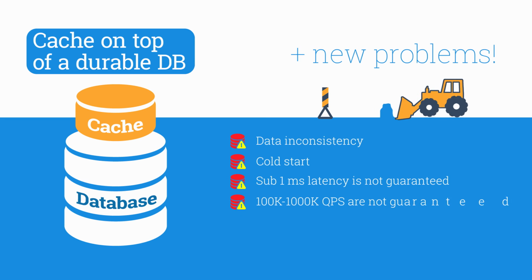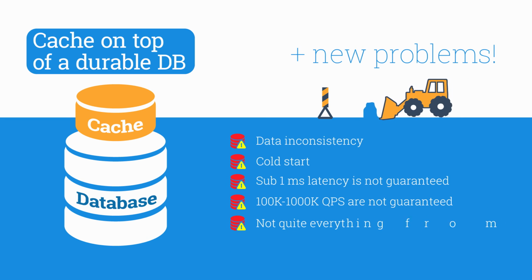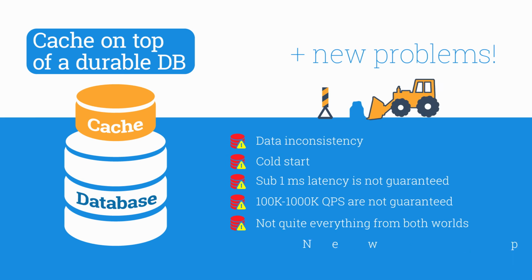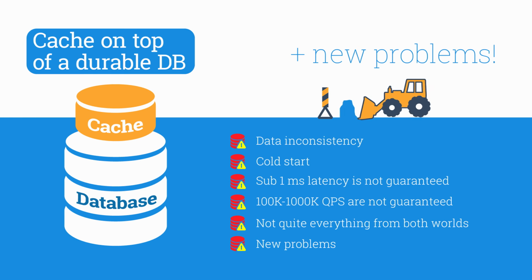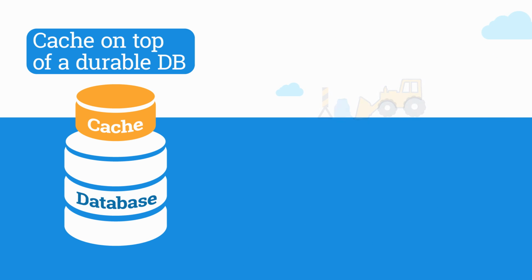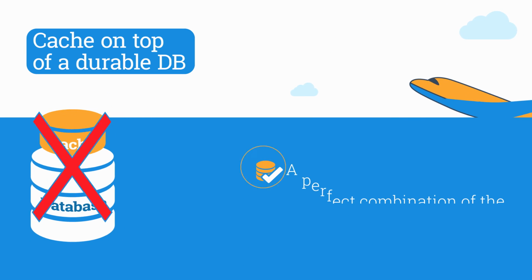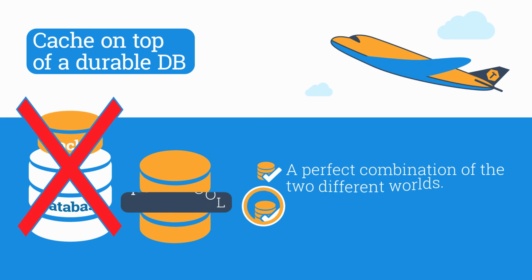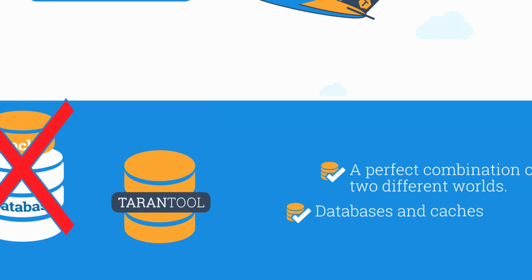I mean, it's much more pleasant to have a system that really combines the two worlds of databases. Remember, the left side is reliability and complex data structures. The right side is speed. This is Tarantool, a perfect combination of the two different worlds, databases and caches.